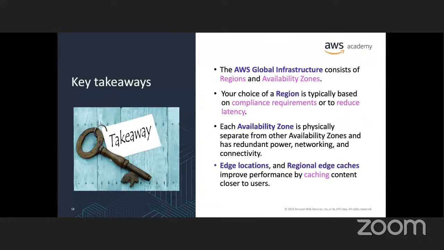Okay, so the AWS infrastructure consists of regions and availability zones. Your choice of region is typically based on compliance requirements or to reduce latency. Each availability zone is typically separated from other availability zones and has redundant power, networking, and connectivity. And edge locations and regional caches improve performance by caching content closer to customers. Okay, just a summary of what we saw.